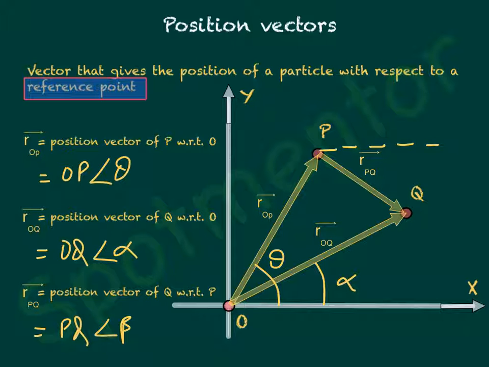Now you can see, if you draw the horizontal at point P, then beta comes out to be in the clockwise sense, and theta and alpha are in the anti-clockwise sense. So theta and alpha are to be taken as positive, but beta has to be taken as negative. So you see these vectors ROP, ROQ and RPQ are position vectors of points with respect to different reference points.